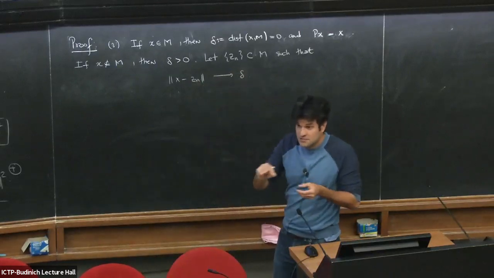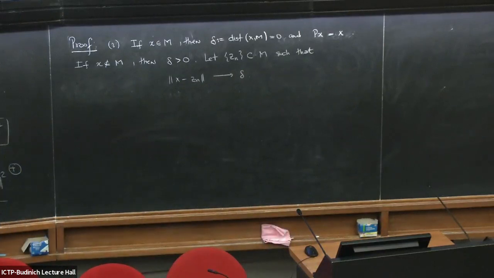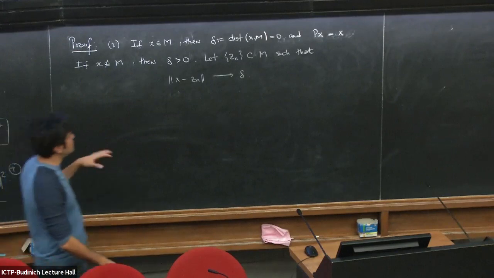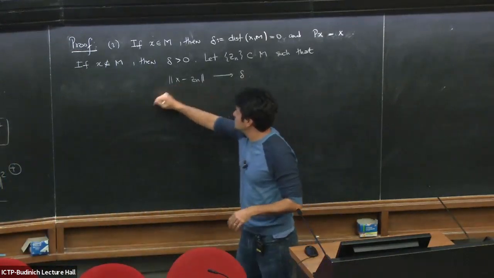So you take a sequence of points. This is by definition, right? The distance of a point to a set is the infimum of these things. So if you say that this number is delta, then there will be a sequence of points in your set such that these things converge to that delta. There is a sequence of points Zn in my space such that the norm of x minus Zn converges to this delta.